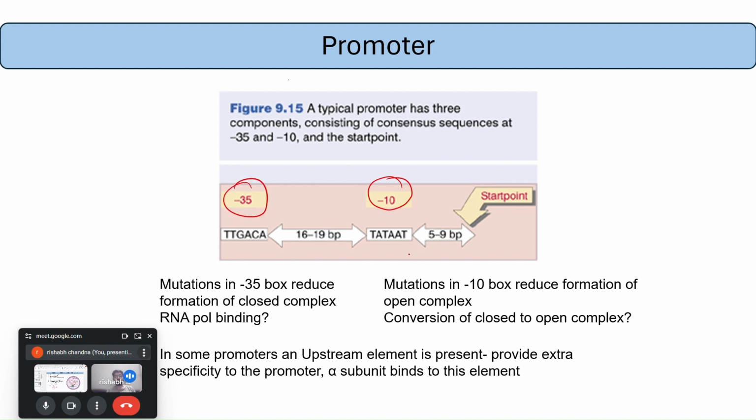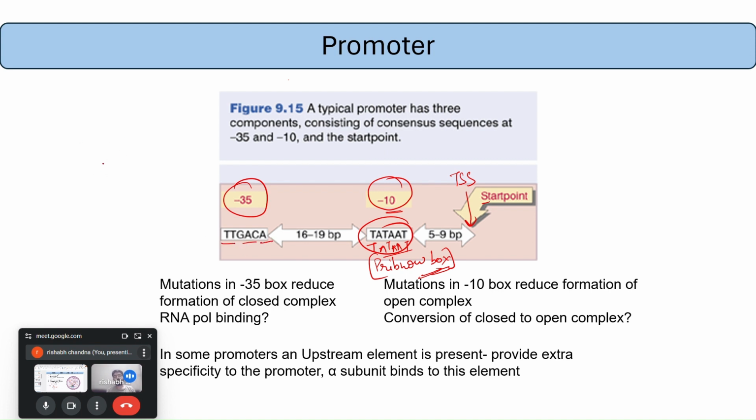Okay, so -10 is the place that is present at the -10 position upstream of the transcription start site. It has a consensus sequence of TATAAT, so it is also called the Pribnow box in prokaryotes. Then we have the -35 region of the promoter that has a consensus sequence of TTGACA.